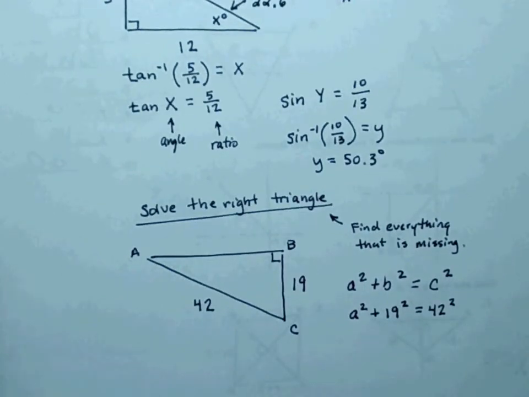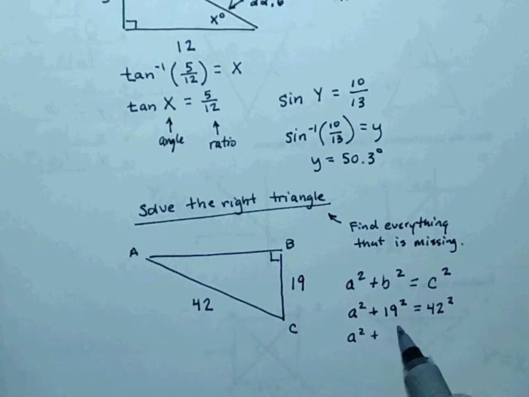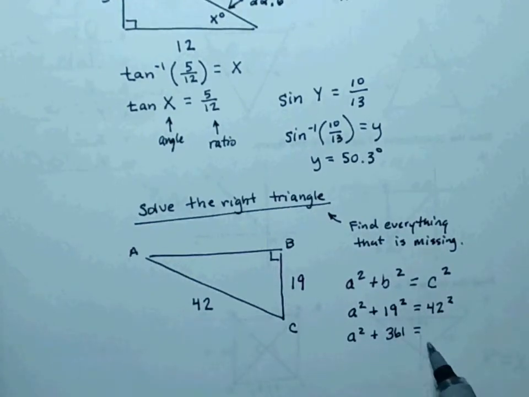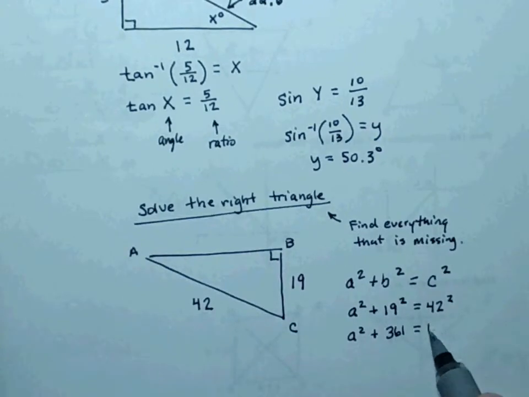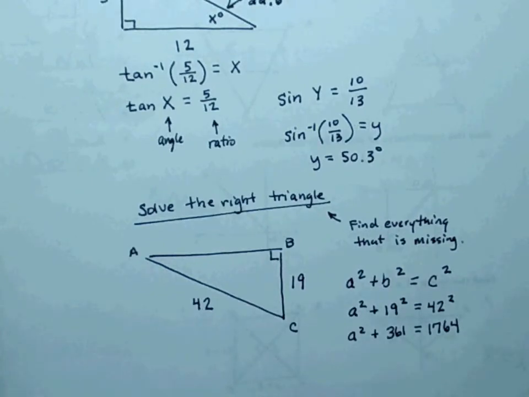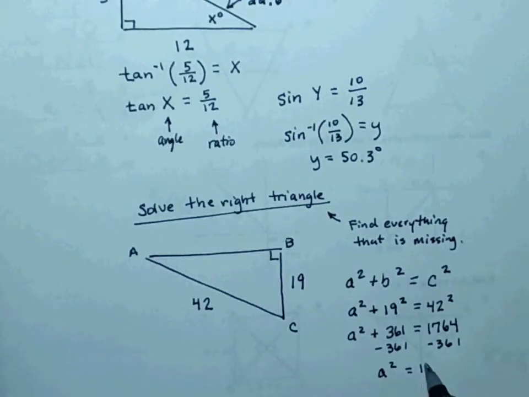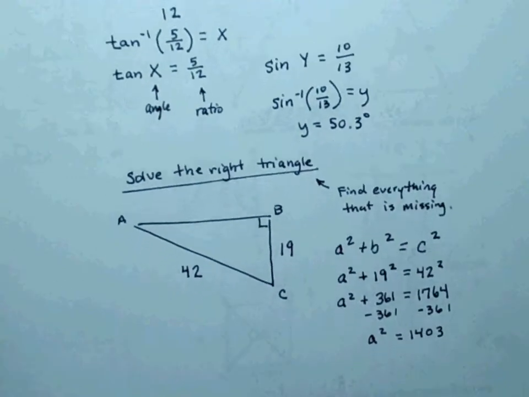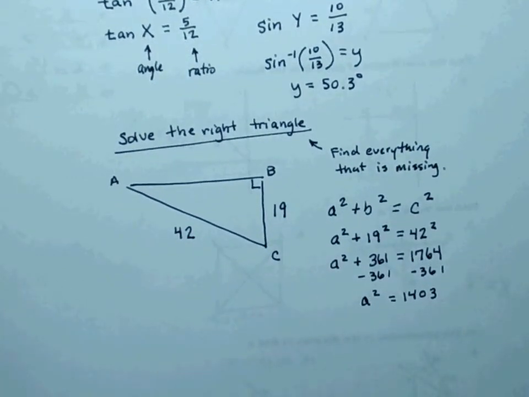So we get A squared plus 19 squared equals 42 squared. A squared plus 19 squared is 361, and 42 squared is 1764. So we need to subtract 361 from both sides, and we get A squared equals 1403.